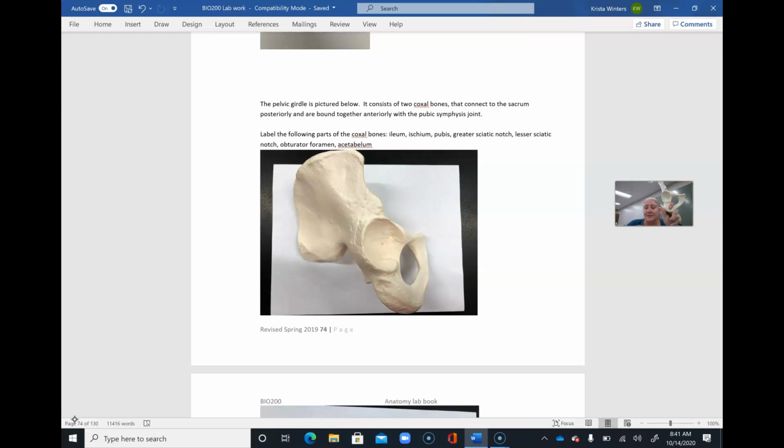So this is one side of the pelvis. This bone altogether is known as a coxal bone, and it articulates with the sacrum. The 2 coxal bones then articulate together at a joint right here called the pubic symphysis. So this structure right there is the pubic symphysis.